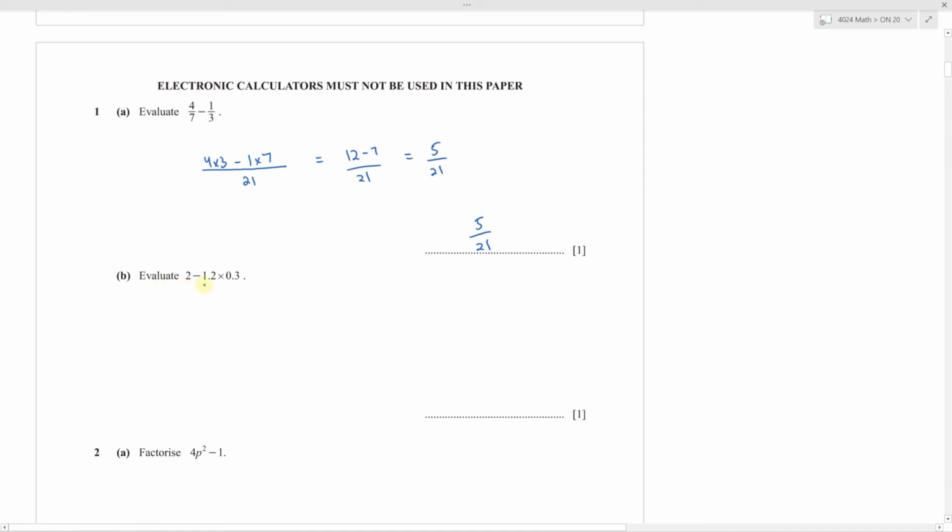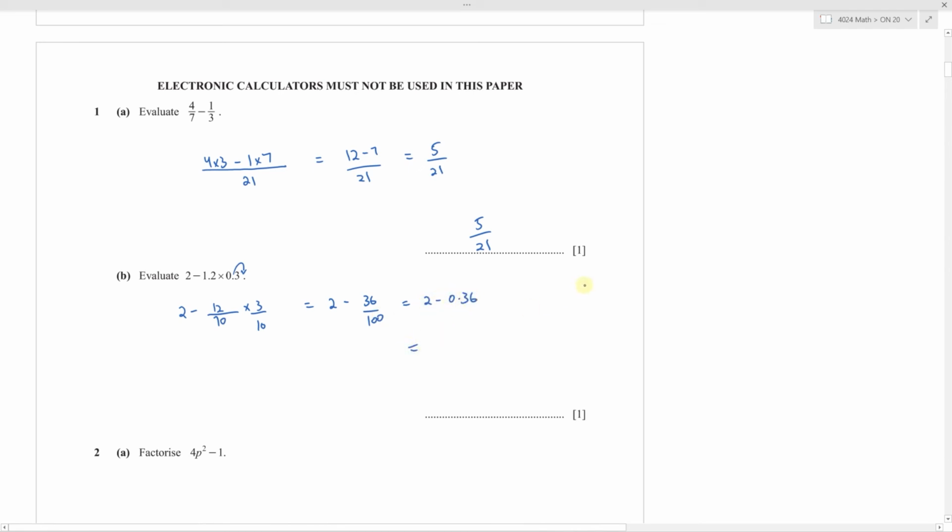Part B is evaluate 2 minus 1.2 multiplied by 0.3. Since we have this multiplication, we'll have to do this first before doing this subtraction. So this will be 2 minus, I like to convert these into fractions to make the multiplication easier. So this will be 12 by 10 if I remove this decimal, and this will become 3 by 10 if I remove this decimal. I take it to this side, I'll have to divide by 10. So 12 times 3 is 36. So this will be 2 minus 36, 10 times 10 is 100. And if I divide 36 by 100, I get 0.36.